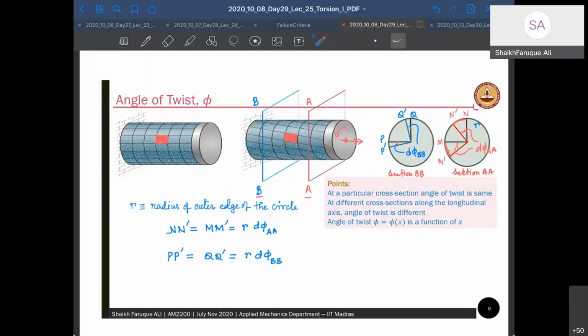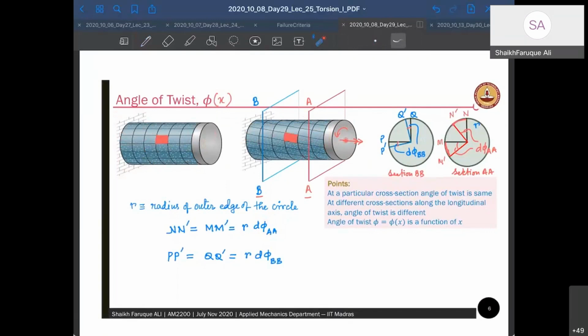I will tell again: the angle that is made by its initial straight line with the inclined line is called the angle of twist. And this angle of twist is going to change for each cross section, because it is 0 here, like our deformation in an axial member. It is 0 here and it is maximum at the free end. So angle of twist is a function of x. Every cross section will have its own angle of twist, and that will depend on its x location from the fixed end.